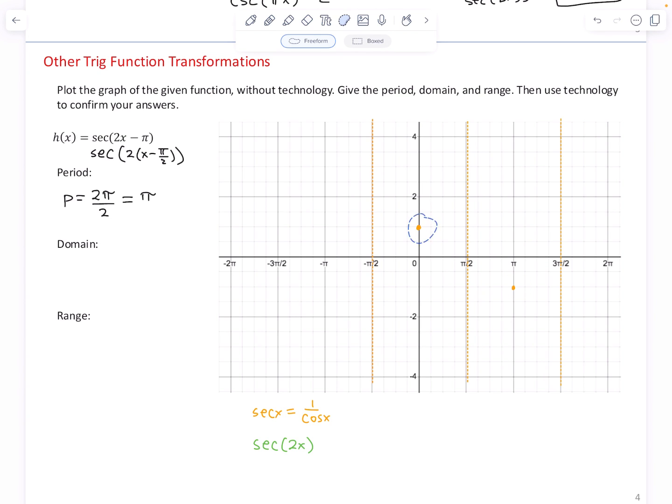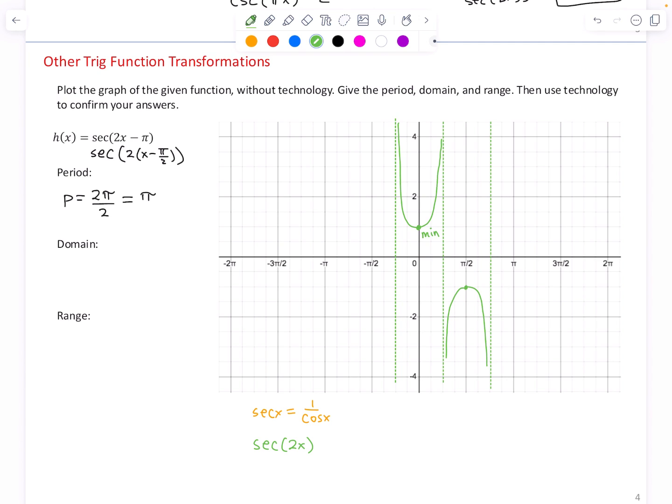Well, this point won't move because it's already on the y-axis. Let's move this asymptote, make it half as far from the y-axis. This one will be half as far from the y-axis. This point will be half as far from the y-axis. And this asymptote will be half as far from the y-axis. And half of 3 pi halves is 3 pi fourths. Your asymptotes should be equally spaced when you're done with this.